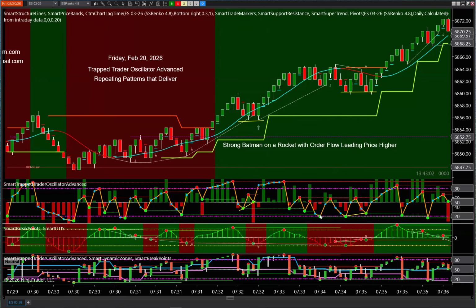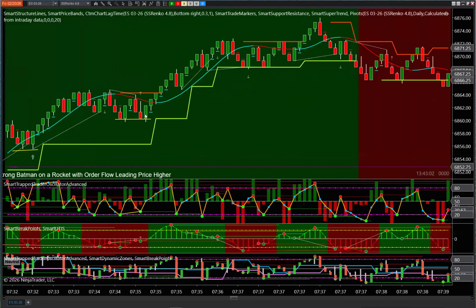Now, a little phenomenon I'll share with you. You can notice here how we're reading on a green background. We're reading for the market to continue up. And you can see Trapped Trader Oscillator isn't really bullish on an entry until where? We get lower dots, we get stabilization, and then we get a higher dot before price moves. Let's take advantage of that as well. That's a non-cycling strong Batman.